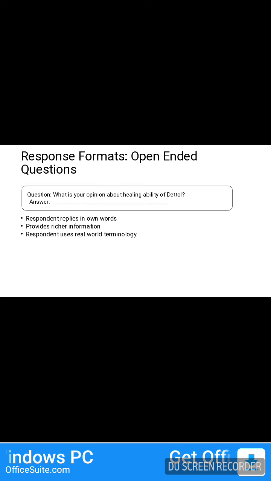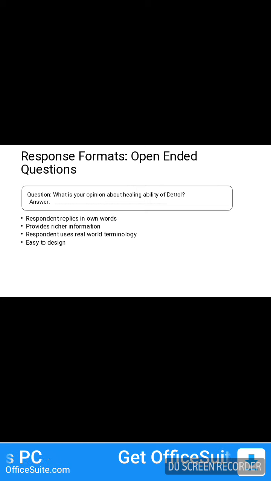Another reason is that the respondent shall be using real world terminology. He'll be writing down what he actually feels, and he'll be using the terminology that he actually uses in his day-to-day life, and that is why he would be using the real world terminology.